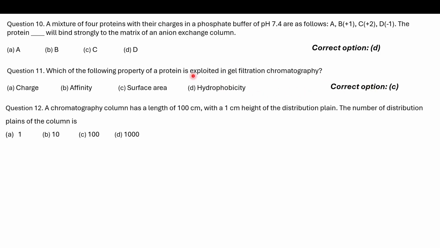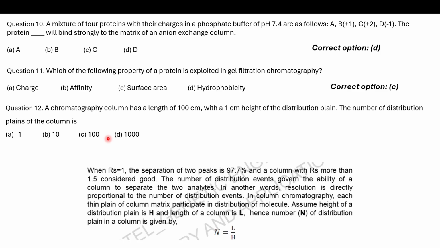So yes, option C. Now a chromatographic column has a length of 100 centimeters having a height of 1 centimeter of the distribution plane, and the number of distribution planes of the column is given by length by height. Okay. So it will be option C. So this is from the lecture video only.